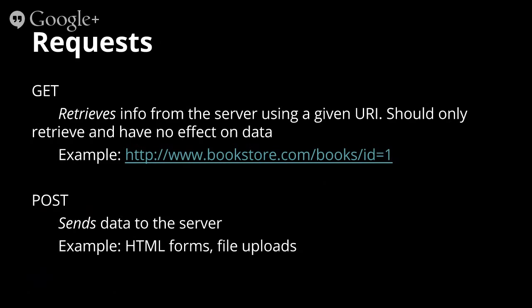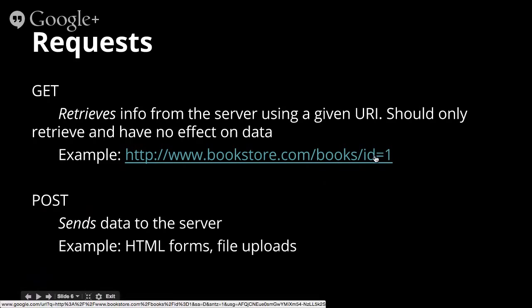So different types of HTTP requests. These are the two most common that you'll encounter. GET requests. GET requests are used for retrieving information from the server. If you're following the standard, these should have no effect on the data that is stored on the server. So you're only supposed to retrieve that data. An example, and this should actually be a question mark right here, is this URI right here, and ID equals 1. ID equals 1, you're requesting a resource from the user. So this is a typical GET request that you see all the time.